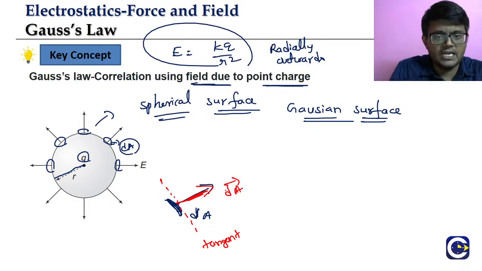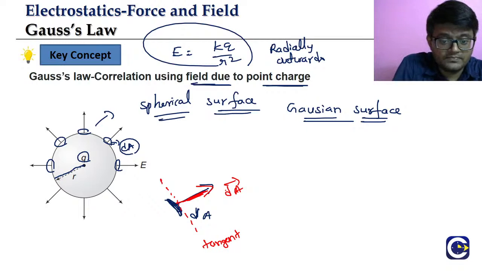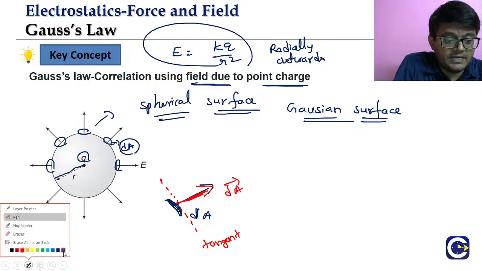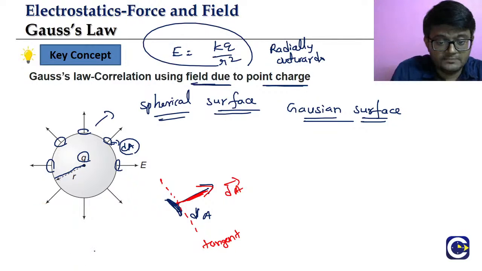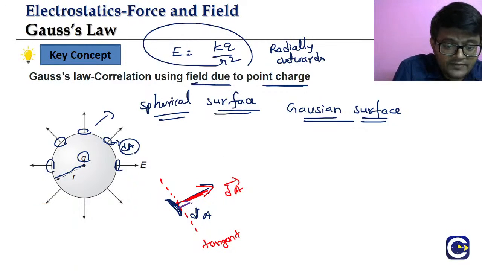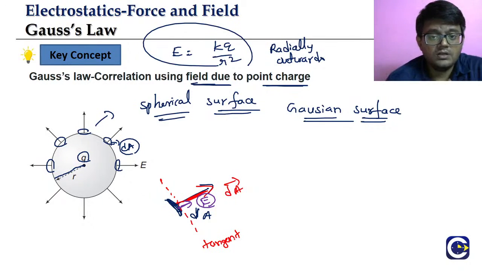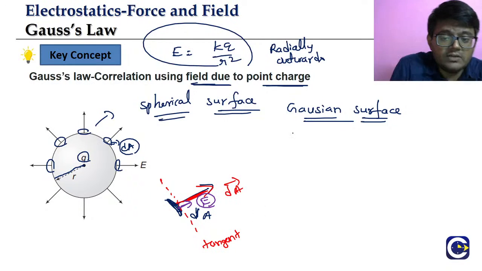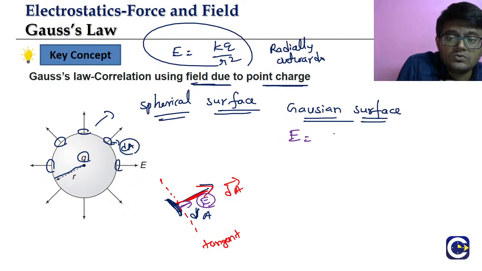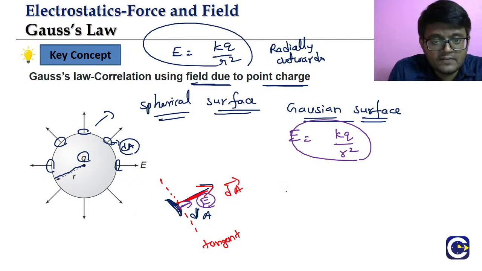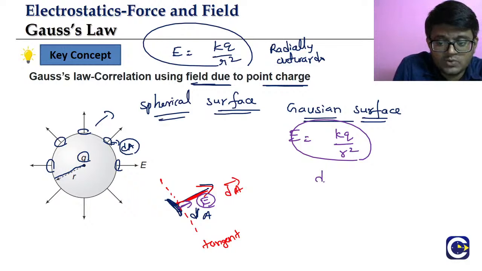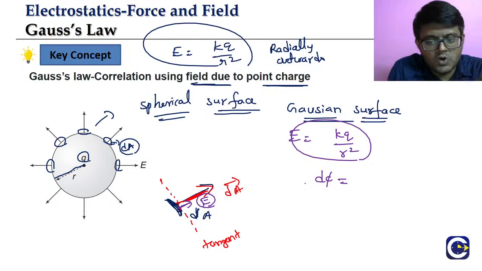If you take a small area on that surface, the area vector will always represent the direction normal to that area. So the area vector is also radially outwards. The electric field E there is also radially outwards. We know the value of E: kq by r square. Now, taking this small surface, let us look at what the flux through that small surface is.